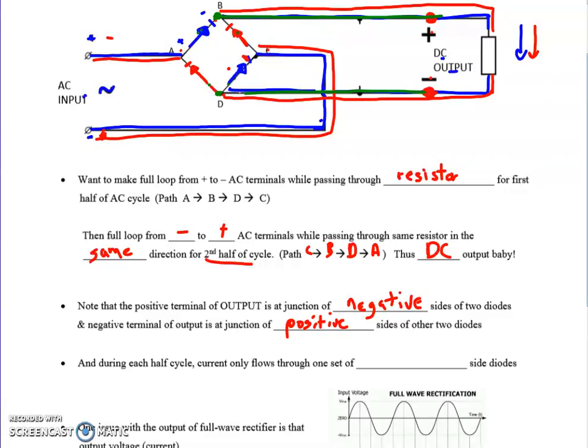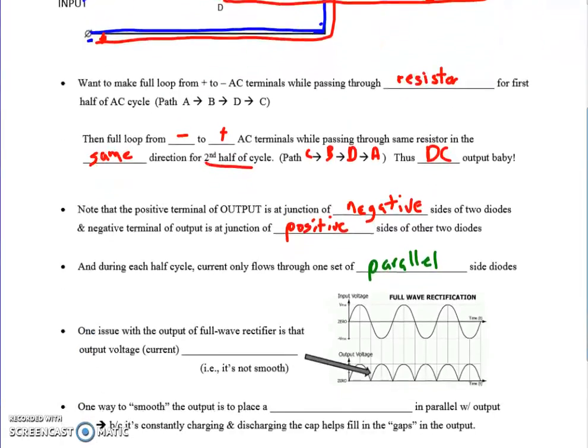Okay, and during each half cycle, current only flows through one set of parallel side diodes. In other words, if I look at the reds or the blues for our first half cycle, notice that the current flow, these two diodes right here and right here are going in the same direction, they're parallel, and then on the back end of it, they are also parallel to one another and going in the same direction. So that's another little clue as to how things flow.